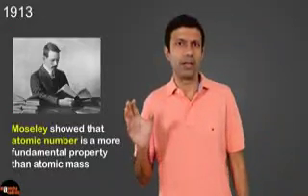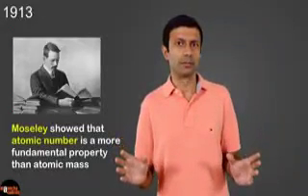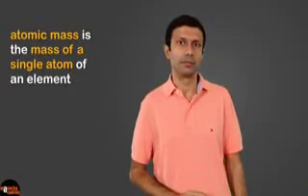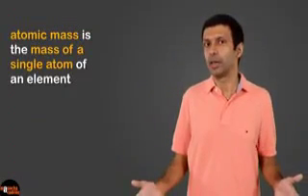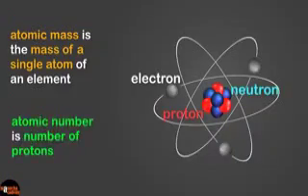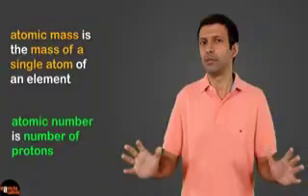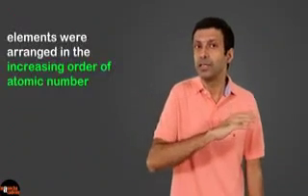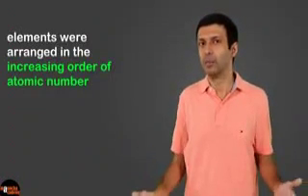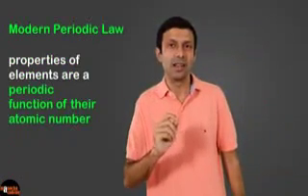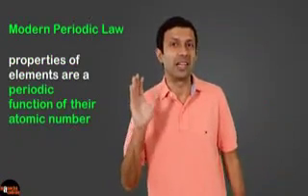So what's the difference between atomic mass and atomic number? Atomic mass, as we discussed, is the mass of a single atom of an element. And with the discovery of subatomic particles like electrons, protons and neutrons, atomic number was defined as the number of protons present in the nucleus of an atom. So this was a complete shift, and everything was now based on atomic number. So elements were arranged in the increasing order of atomic number. And the modern periodic law stated that the properties of elements are a periodic function of their atomic number.